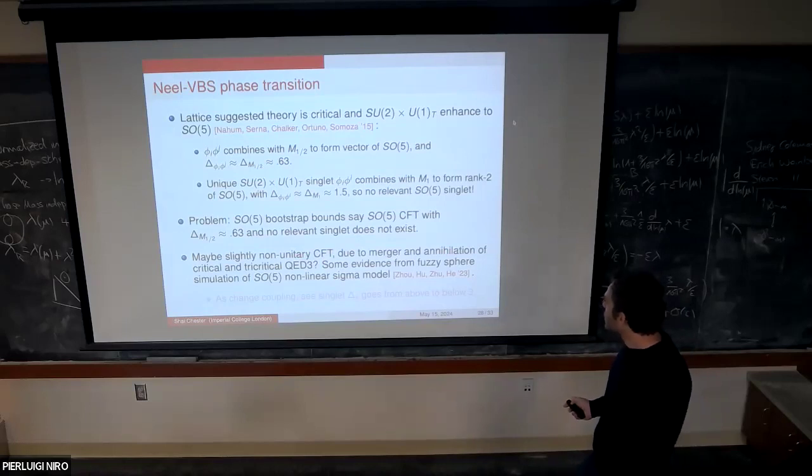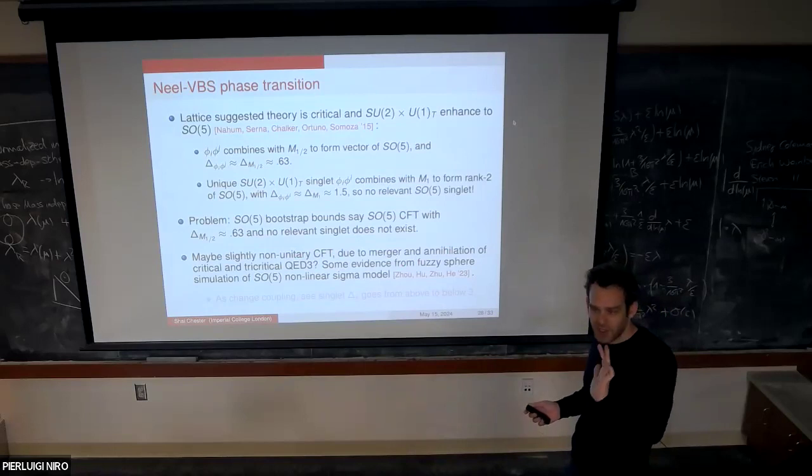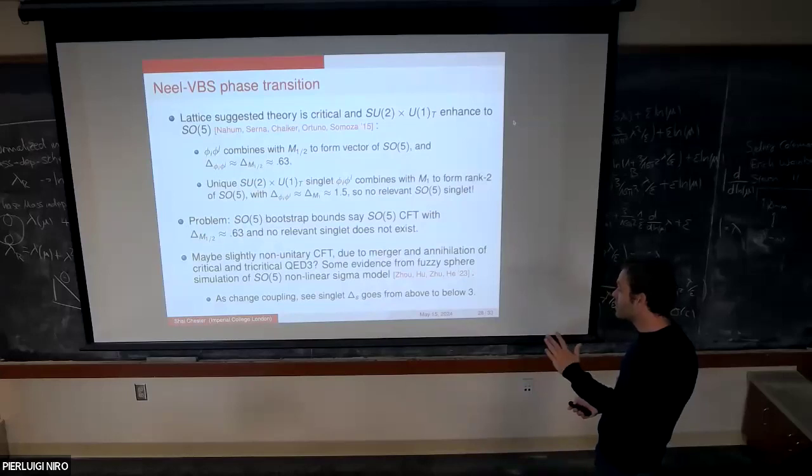There was some evidence for this proposal from a fuzzy sphere simulation of this SO(5) theory. There's a way of describing the SO(5) theory: you write down a nonlinear sigma model, which has exact SO(5) symmetry, and then you can apply the fuzzy sphere to that and try to read off scaling dimensions. They tried to find evidence this past year by showing that as you change the coupling of this nonlinear sigma model, the scaling dimension of this singlet goes from slightly above 3 to slightly below 3, which is kind of a smoking gun for weakly first order. So this was one possible explanation.